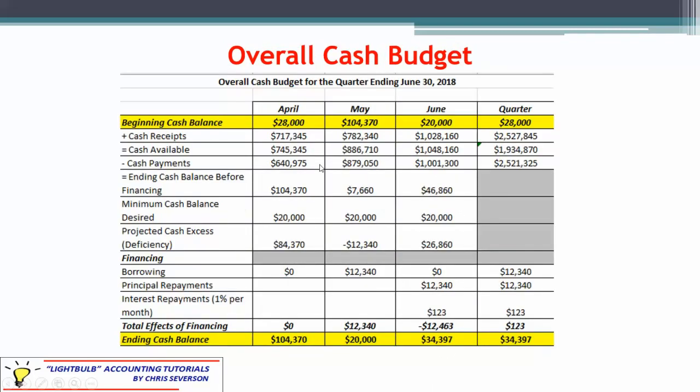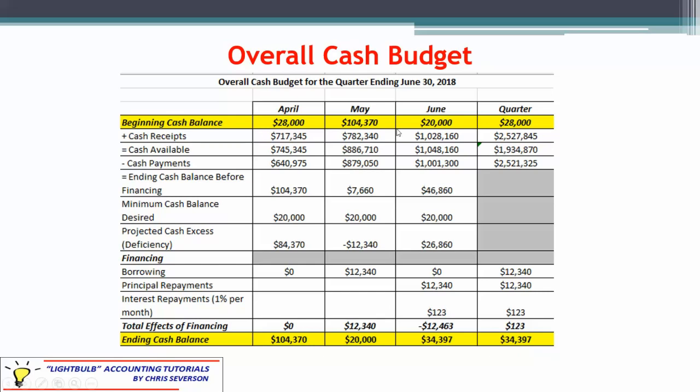So here we have the overall cash budget. This is where we're going to spend most of our time in this video. We have the 3 different months of the quarter and a quarterly total. You'll see we have the beginning cash balance, which we would have had to get from March's ending cash balance, or the balance sheet for March, the ending balance sheet.